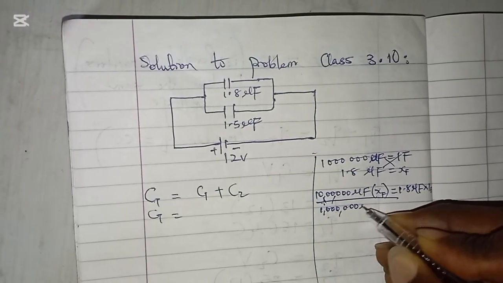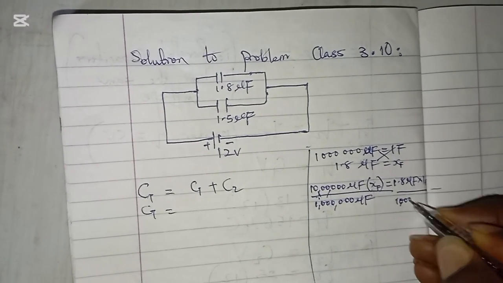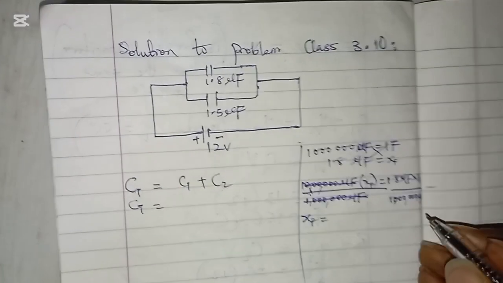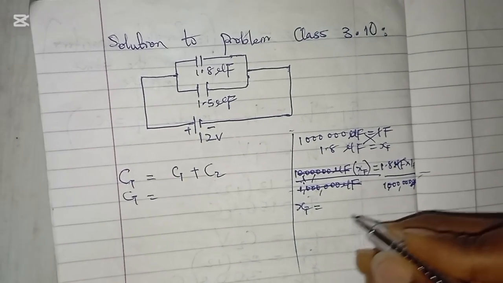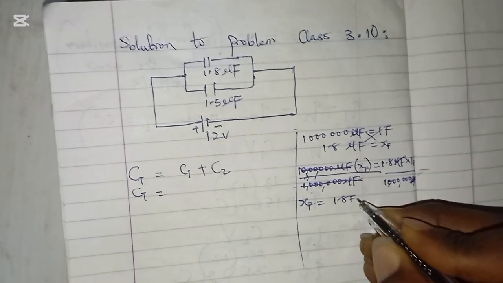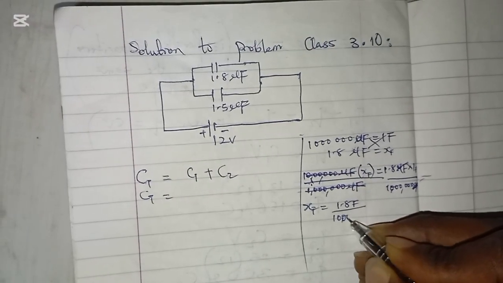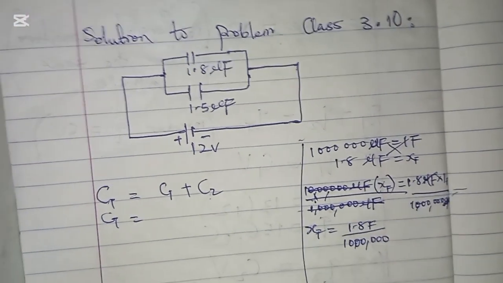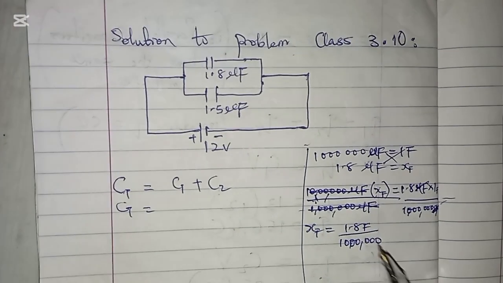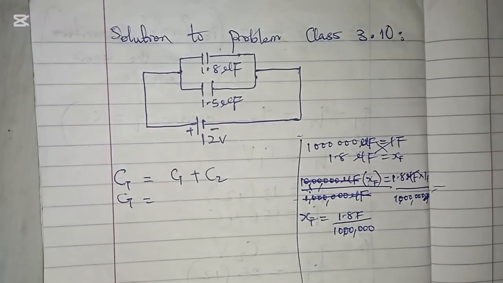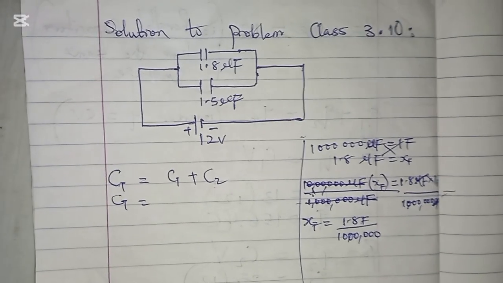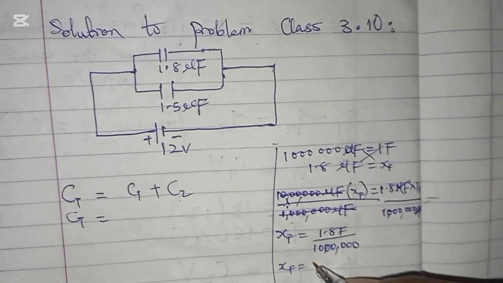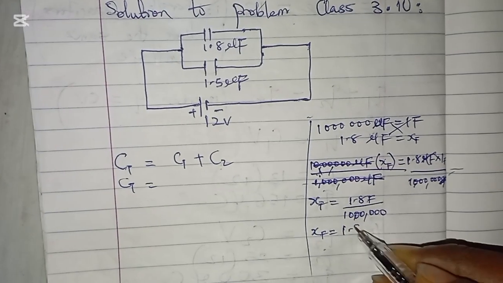So since I don't know x, I can say divide both sides by 1 million microfarad. I want to get x, so I divide by the coefficient of x. This microfarad will cancel this microfarad. So x farad will be equals to 1.8 farad divided by 1 million. The microfarad has been taken care of, so it's just 1 million. This is 1.8 times 10 raised to the power minus 6, because this is a denominator.